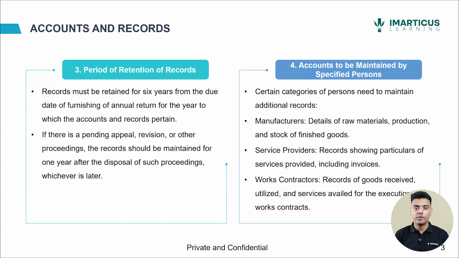Now, what are the accounts to be maintained? Who are the people and what accounts do they need to maintain? Manufacturers need to maintain accounts of raw materials, goods in production, and the stock of finished goods. Service providers need to have proper details of the services provided and the invoices for the same. Works contractors or job contractors need to have proper details of any goods received, utilized, and any services availed during the execution of the service contract.